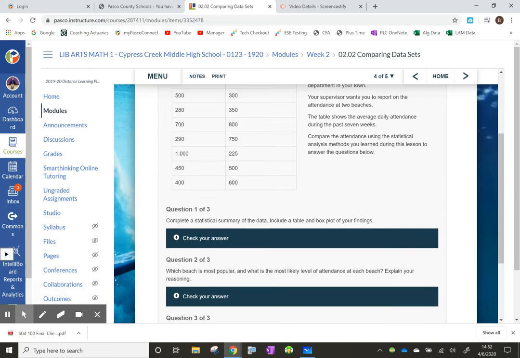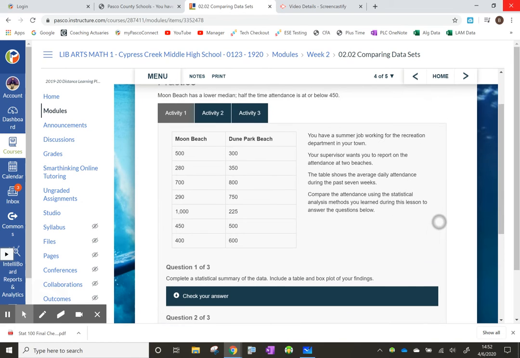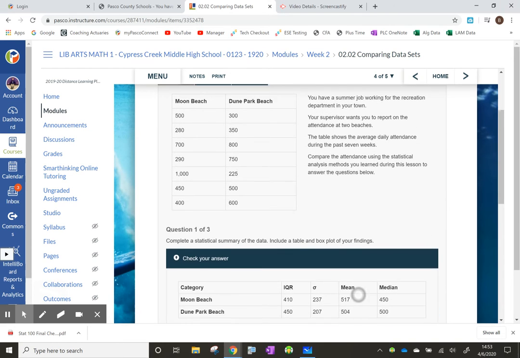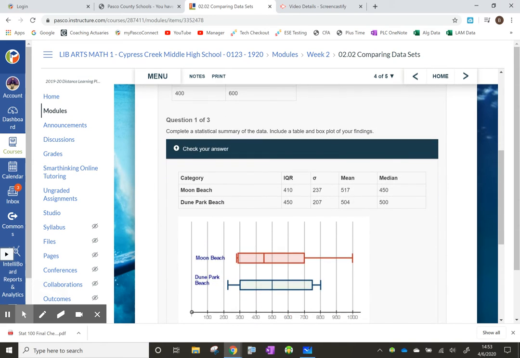Now, since I've already explained to you exactly how to make a box plot, how to find the minimum, the maximum, the first quartile, the third quartile, the median, all that stuff, I won't show it again unless you request it. If you leave a question in the discussions tab, I can make a video explaining all of it. But since I've already done that, I'm just going to show the answers here. So for Moon Beach, its standard deviation is 237.